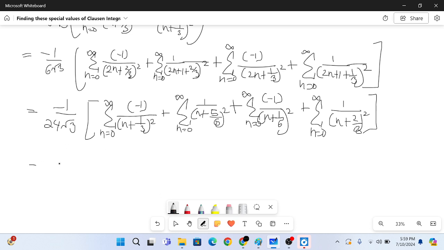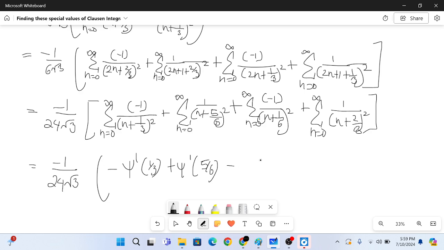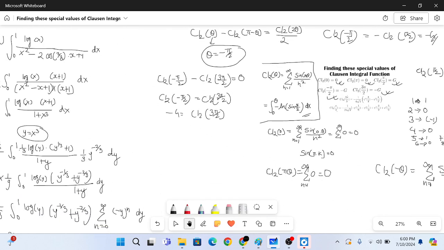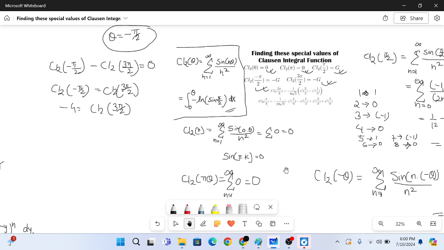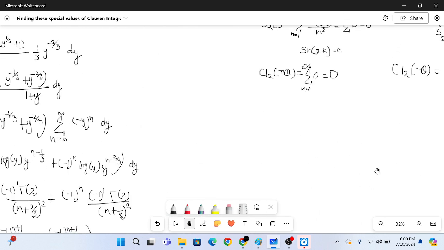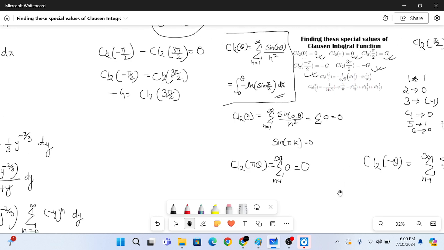So that's why I can say that minus 1 by 24 root 3 times minus trigamma of 1 by 3 plus trigamma of 5 by 6 minus trigamma of 1 by 6 plus trigamma of 2 by 3. And this is our answer. Let's check the answer: minus 1 by 24 root 3, minus trigamma 1 by 6, minus trigamma 1 by 3, plus trigamma 5 by 6 and plus trigamma 2 by 3.